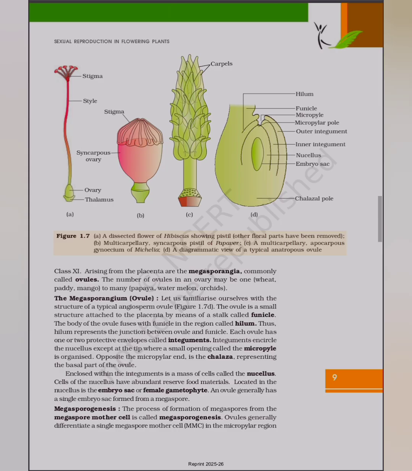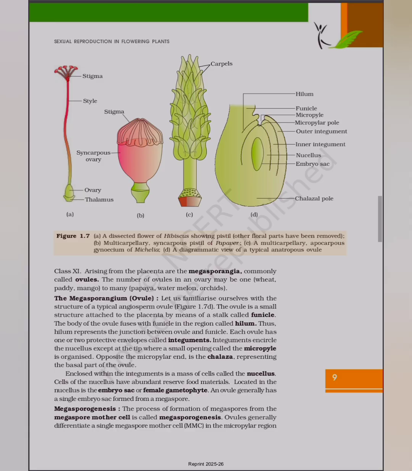Arising from the placentas are the megasporangia, commonly called ovules. The number of ovules in an ovary may be one, like wheat, paddy, and mango, or many, like papaya, watermelon, and orchids. The megasporangium, ovule. Let us familiarize ourselves with the structure of a typical angiosperm ovule.